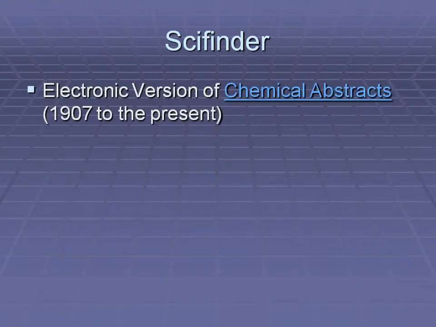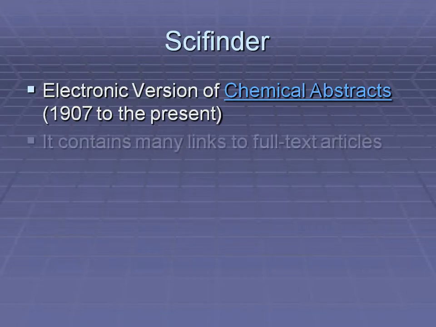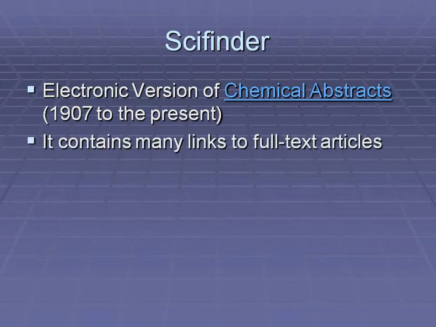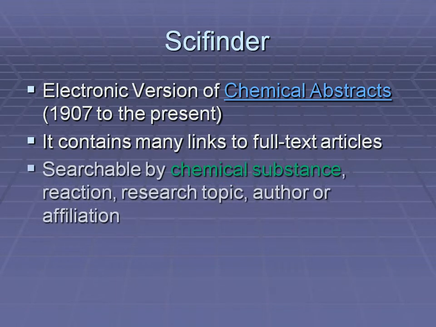Okay, so SciFinder is the electronic version of Chemical Abstracts from 1907 to the present. It contains links to full text of articles. You can search by chemical substance, reaction, research topic, author, or affiliation. When I teach in Chem 396, I go into this in more detail. But as far as this lecture is concerned, I will only discuss how it's searched for chemical substances and how you can find some data.